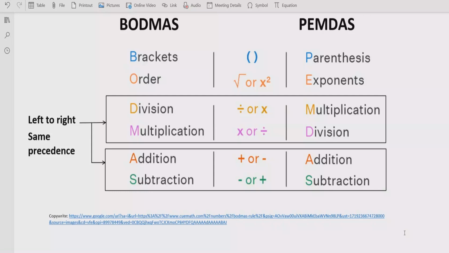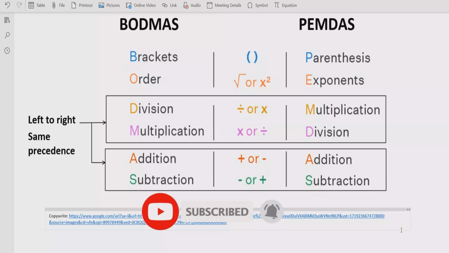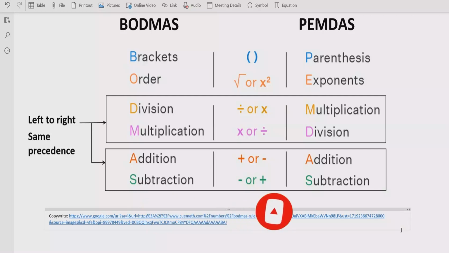Similarly for addition and subtraction, we have the same rule. We can solve addition first if it comes first when going left to right, and we can solve subtraction first if it comes first. Whether we use BODMAS or PEMDAS, you cannot say, I'm using PEMDAS, so I will solve the multiplication first, or someone says, I'm using BODMAS, so I will use the division first. No, that is not true. Both have similar precedence, so you solve according to the left to right rule.